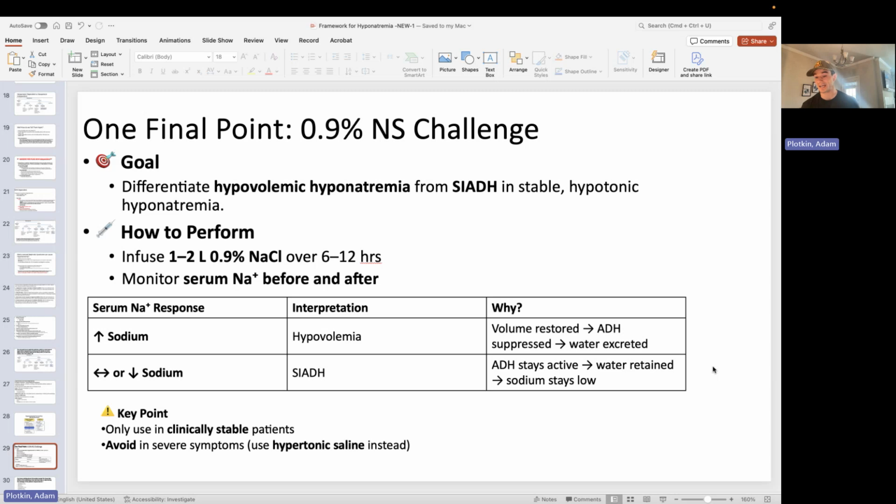Because in this case, ADH is being released pathologically, and us giving the patient fluid is actually only going to make things worse, okay? It's going to further dilute out the sodium. So just the key point is we only use this in clinically stable patients. If they have severe symptoms, we use that hypertonic saline I discussed previously.